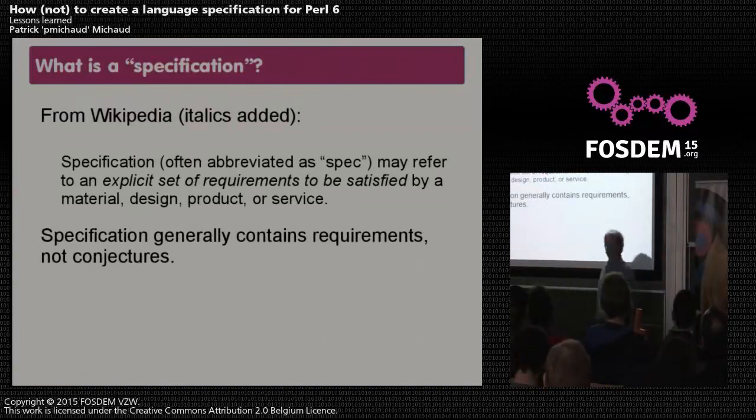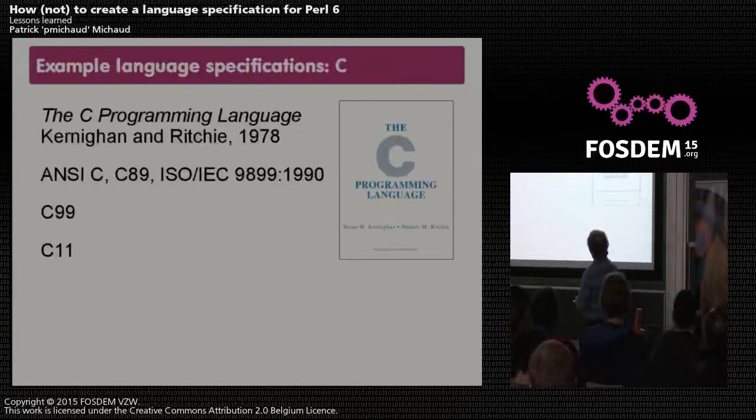But if we're talking about specification, in most contexts, if you say, we have a language specification, what you're really saying is, these are the requirements of the language. So again, here are some example ones. I mentioned C already. The C programming language, originally from Kernighan and Ritchie in 1978. And then you go to ANSI C, which became C89, which became an ISO standard, and then became C99 and C11, and so on down the list.